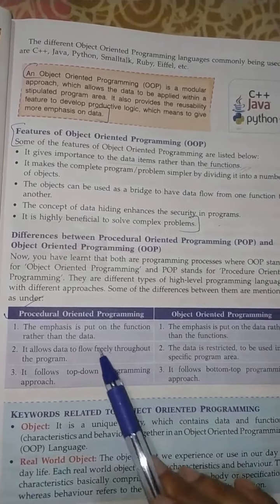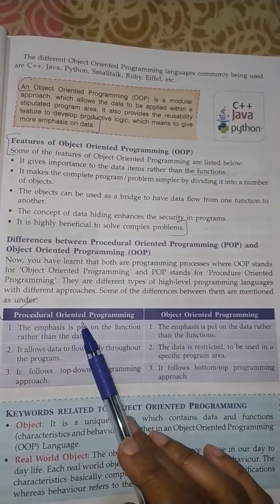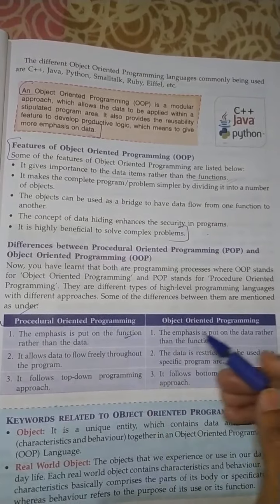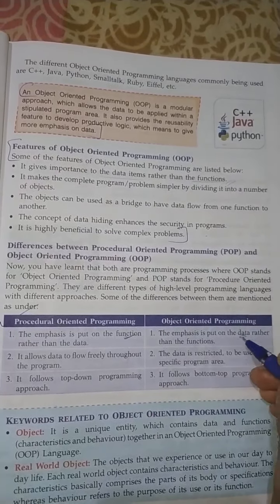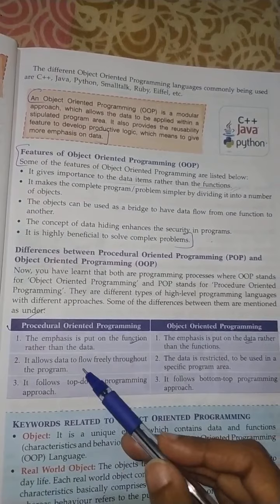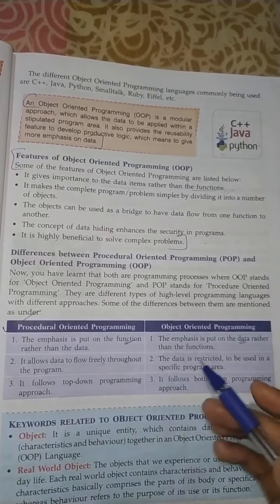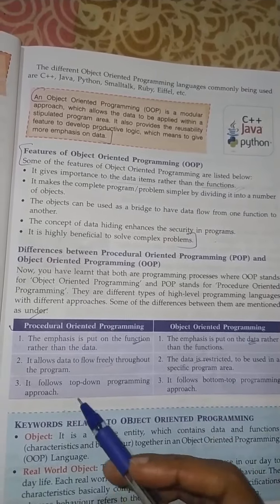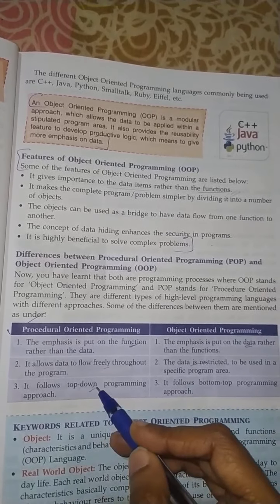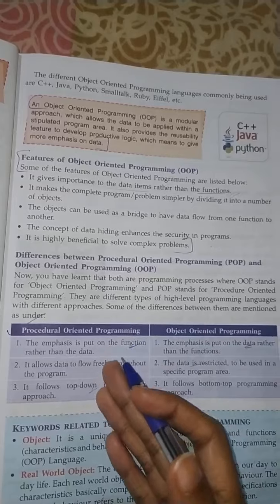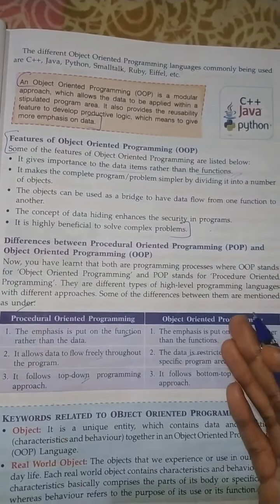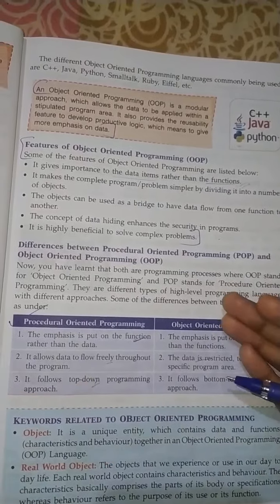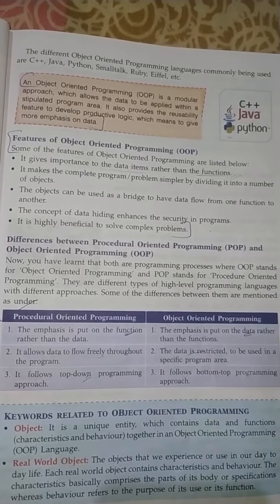These are the differences between procedural oriented programming and object oriented programming. It mainly focuses on function. Here it is mainly focused on data. And it allows data to flow freely, but here data is restricted because some data are hidden, right? And third one, it is a top-down structure, meaning the main program is divided into many functions, but here it is a bottom-up programming approach, that means the opposite of procedural oriented programming.